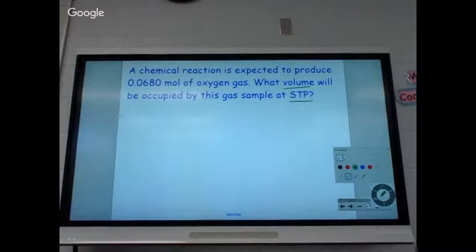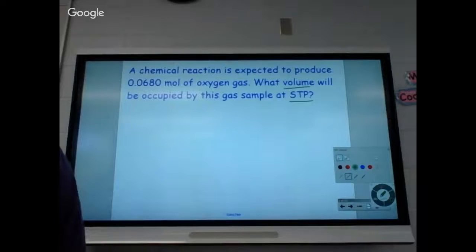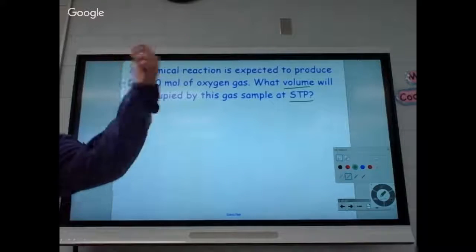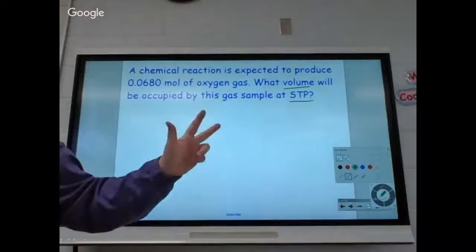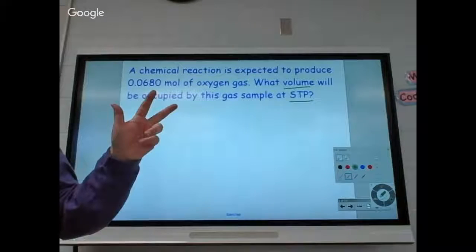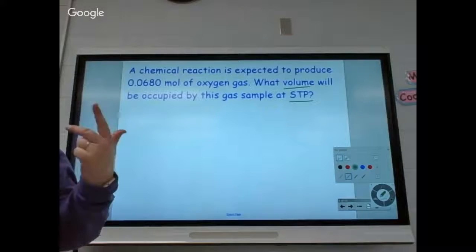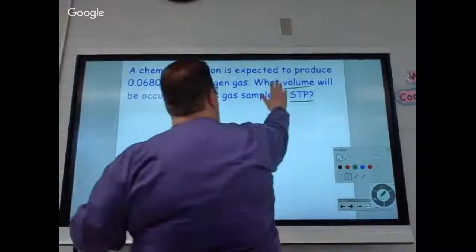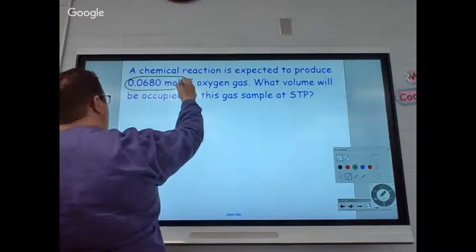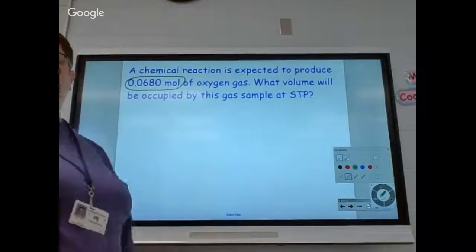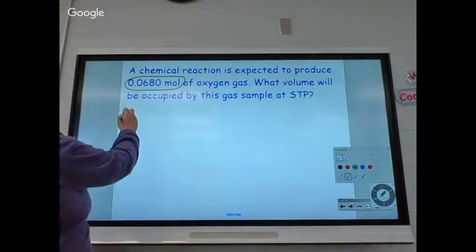So could you use the combined gas law? No. Even though you've got a volume, temperature, and pressure given, there's no way to plug into the combined gas law, is there? No. That's what I want you to notice about this question. All right? So the easiest way to solve, because you're going to learn 2 more formulas tomorrow, because this says moles, is to use PV equals nRT.